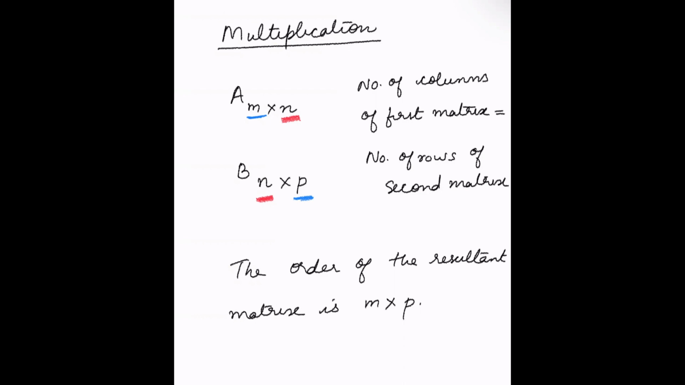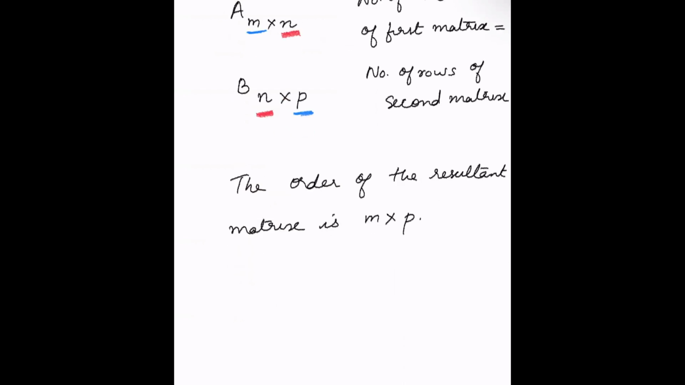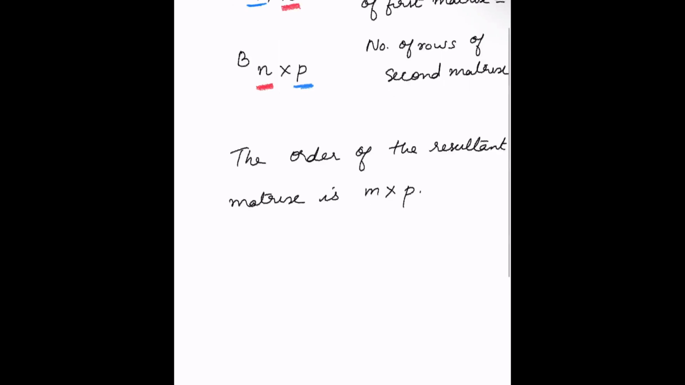Now let me give you an example. If A is a 3 by 2 matrix, what should be the order of B for multiplication to be possible? It should be 2 by, here I can do anything. It can be 2 by 1 or 2 by 2, anything is possible. So I'm writing 2 by 2.